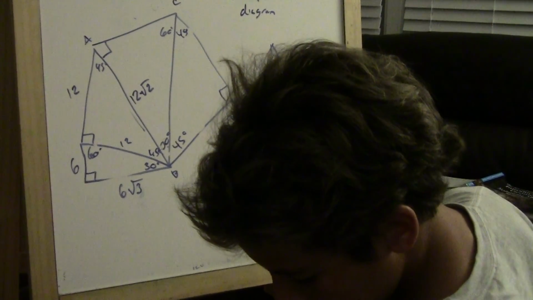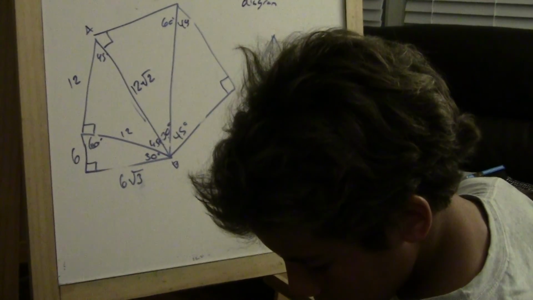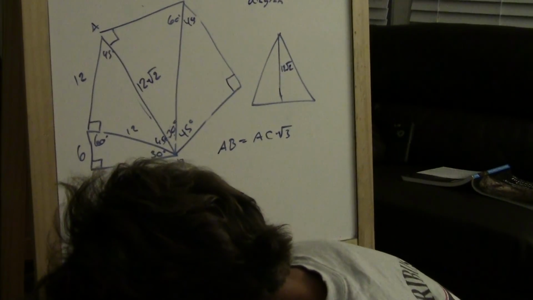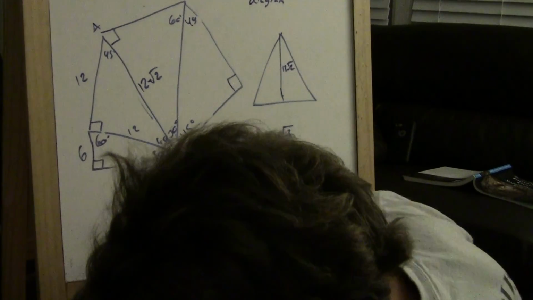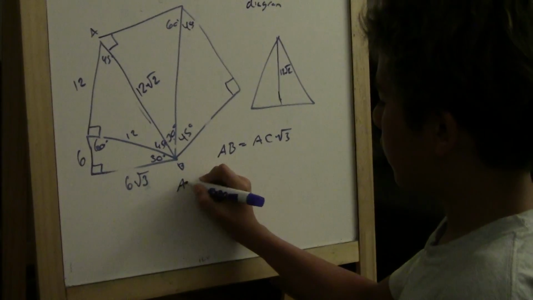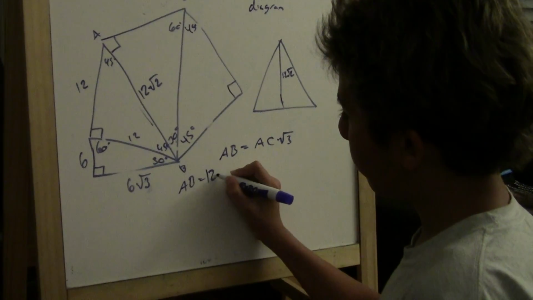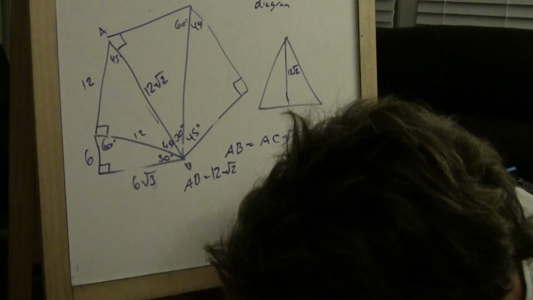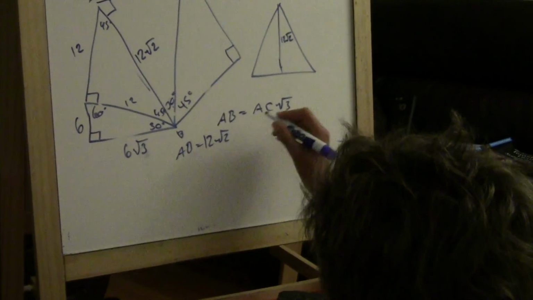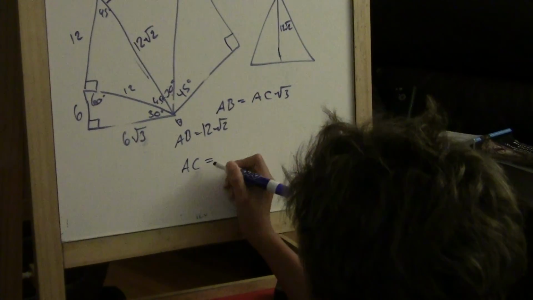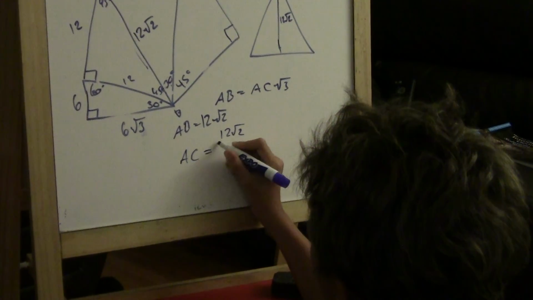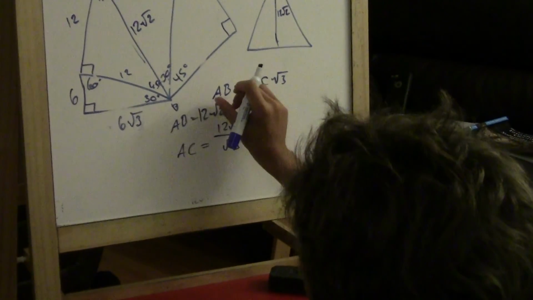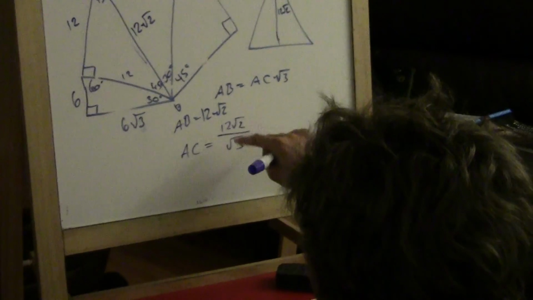Give me a sec. Okay, so then we have our little equation here. So we have that AB is equal to this, 12 times the square root of 2. So we obviously know that, let me get down here, then we can get this equation that AC is equal to 12 times the square root of 2 over the square root of 3. Because when we do that, we can divide, and because it's the same thing, we get this, okay?